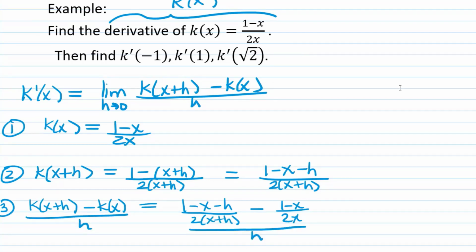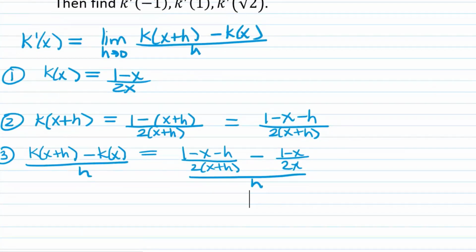And then it's now a complex fraction, which can be simplified by multiplying the top and the bottom by the least common denominator of the little fraction. So the least common denominator for 2 times x plus h and 2x is going to have a 2, it's going to have an x, and it's going to have an x plus h.